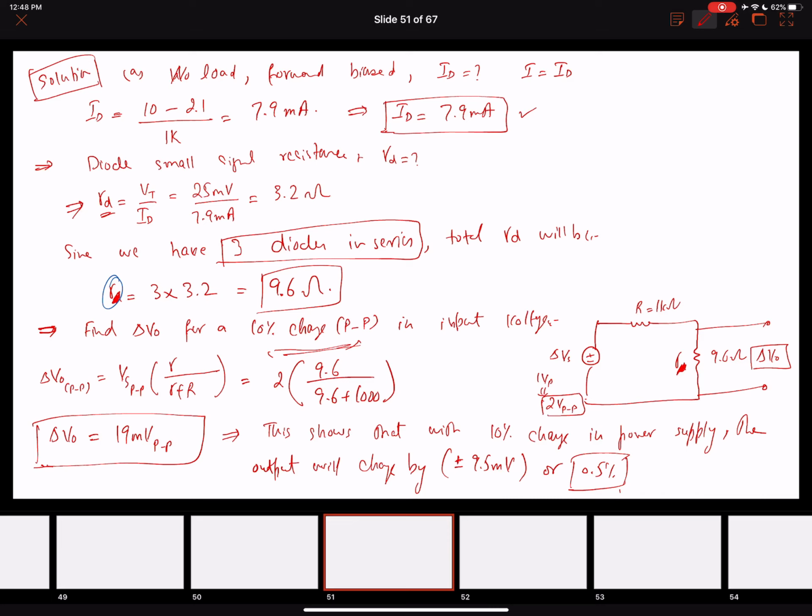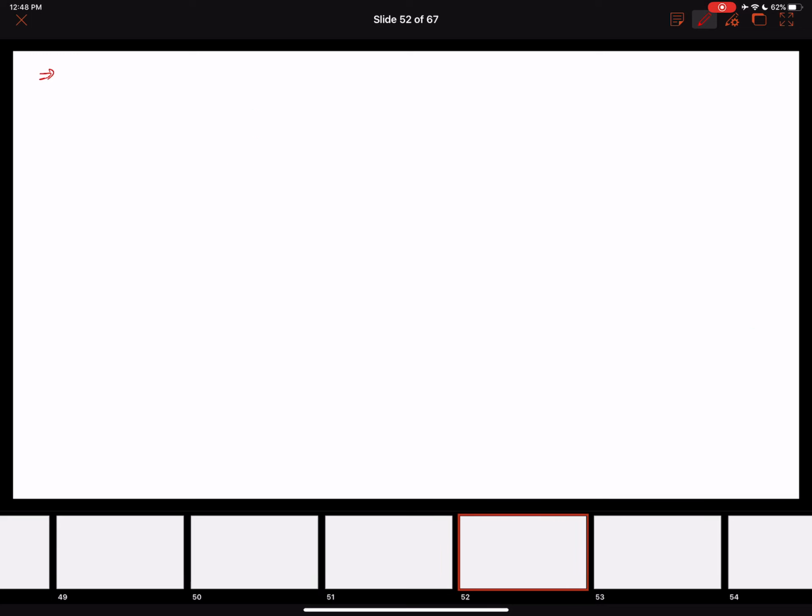Now again, the important thing to remember is this is a change across all the 3 diodes. Such a change across an individual diode will be 9.5 divided by 3, which is going to come out to be plus minus 3.2 millivolts. All right, so this is going to be the incremental change across an individual diode with respect to a 10% change in the power supply.